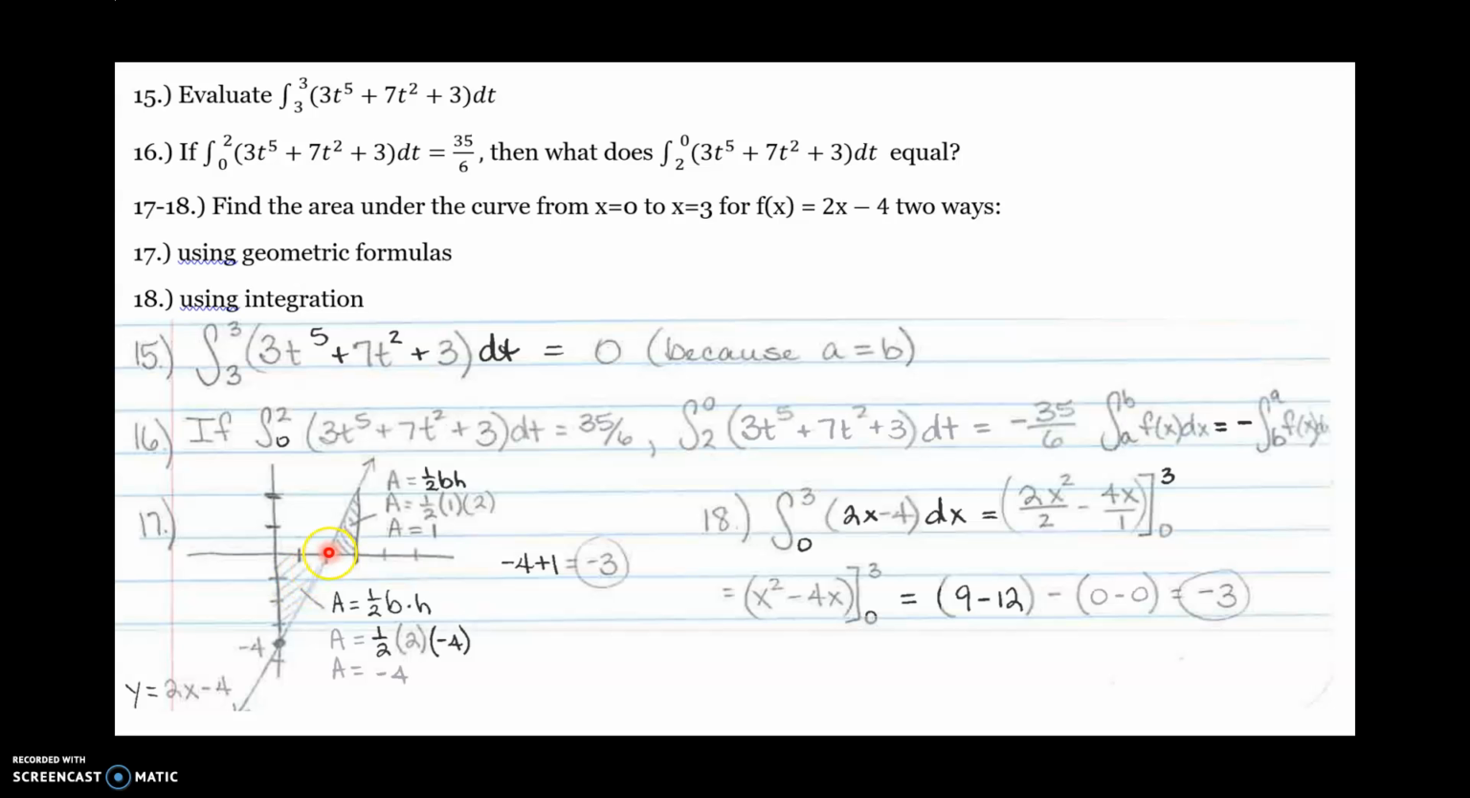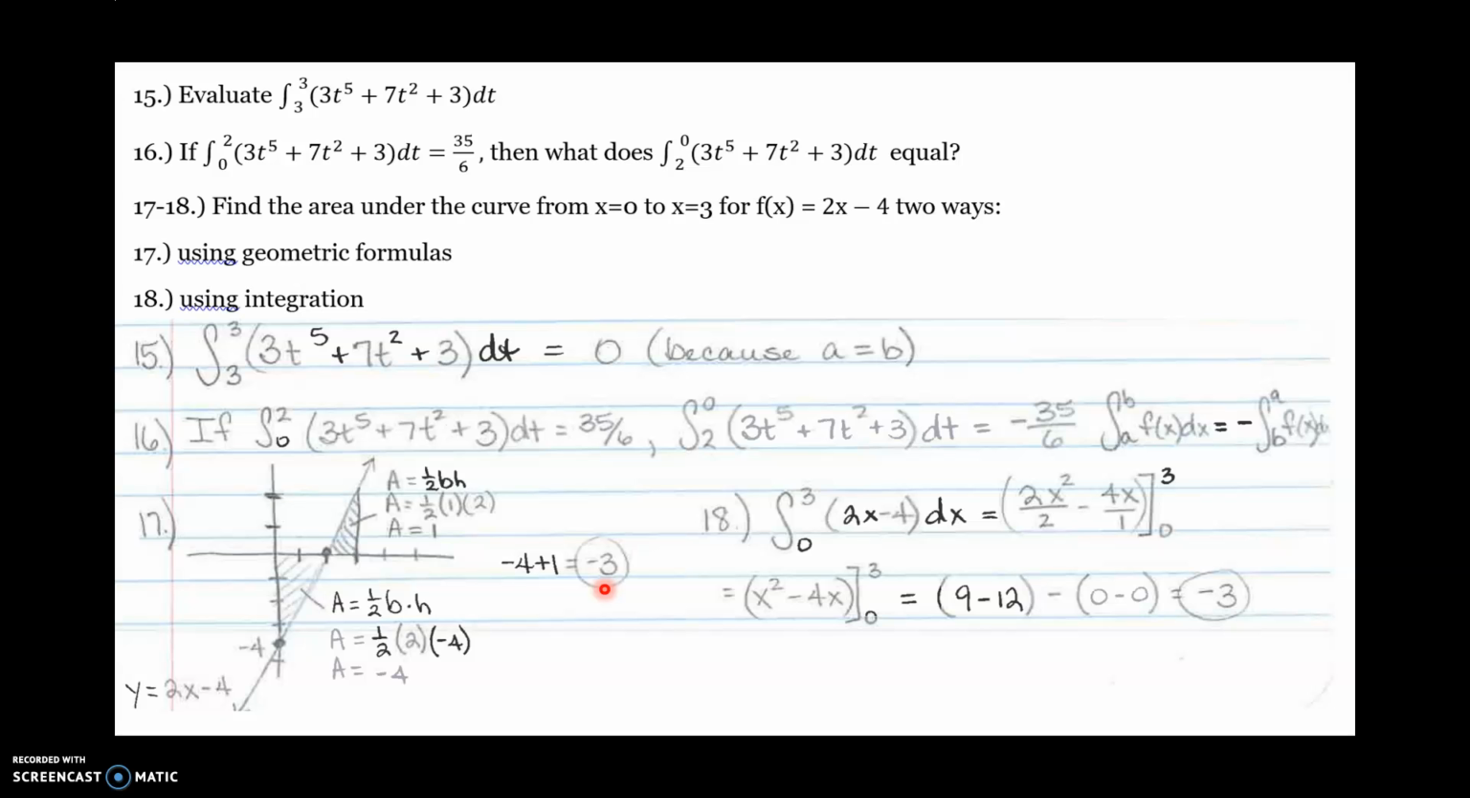And then for this piece over here, our base is 1 and our height is 2. So if we do 1/2 base times height, we're going to get 1 for that area. So the negative 4 plus the positive 1 gives us a total area under the curve, a net area of negative 3. They also ask us to work that using integration.